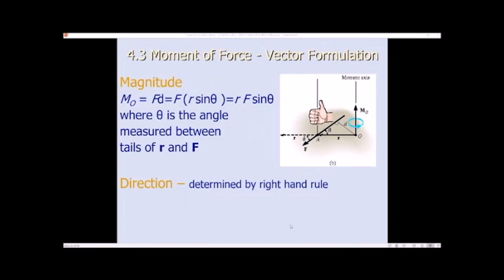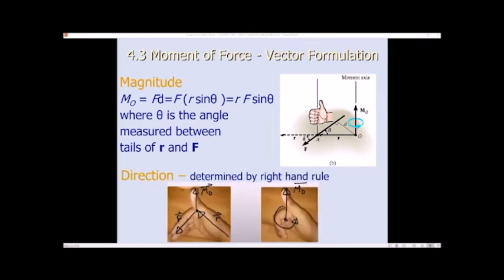We can determine the magnitude of the moment of a force about point O, which is equal to force times the distance, where the distance is r sine theta, so M_O equals r times F sine theta, where theta is the angle measured between the tail of r and the tail of F. The direction of the moment of a force can be determined based on the right hand rule.